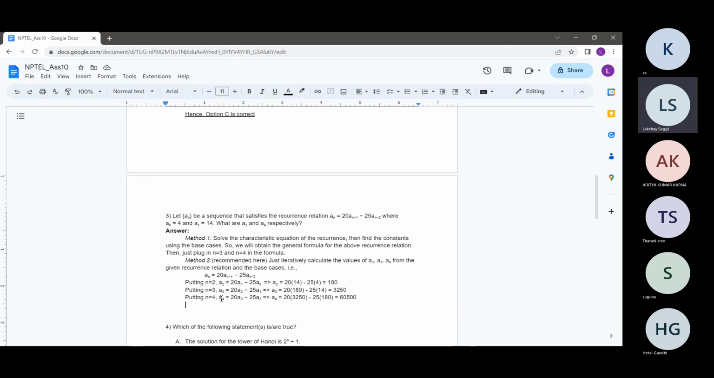So voila, we have the values of A3 and A4 from the recurrence. So yes, I'll just write the final answer also. Hence, A3 equals 3250 and A4 equals 60,500.